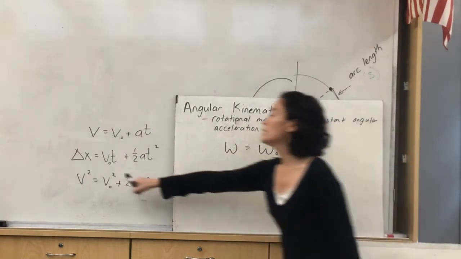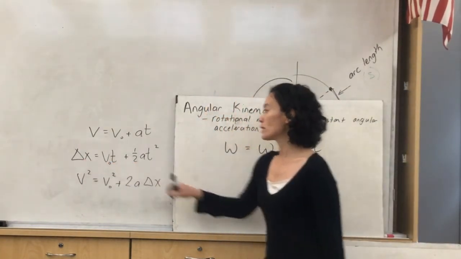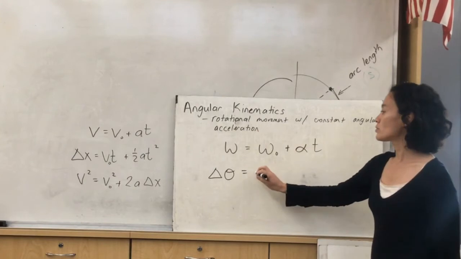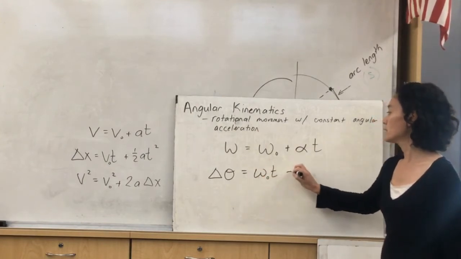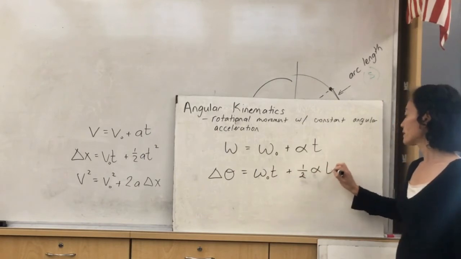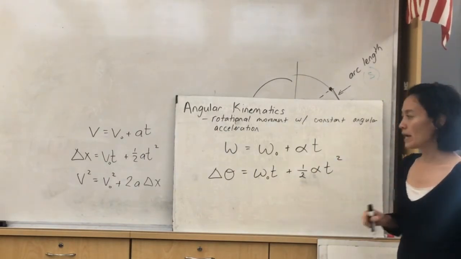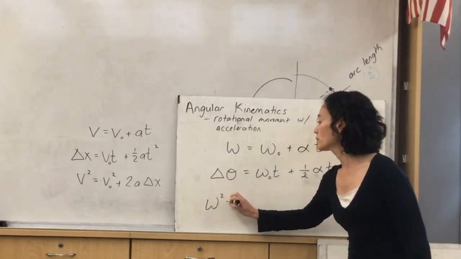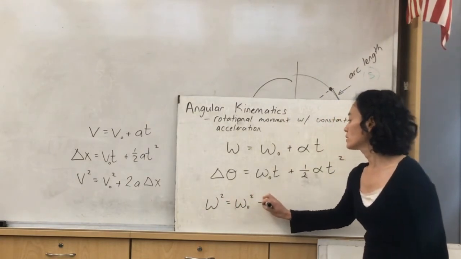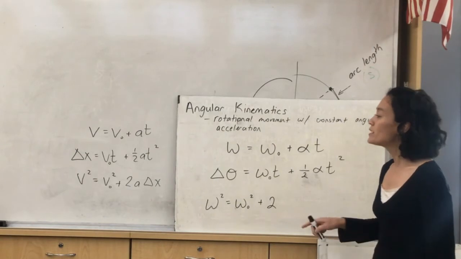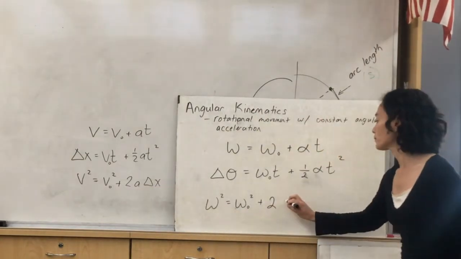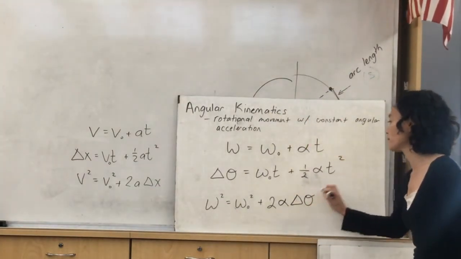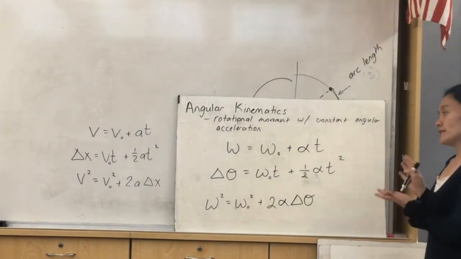Okay? Second one is displacement is equal to V naught T plus 1/2 AT squared. So displacement, that's theta, so delta theta is equal to my initial velocity, so omega naught T plus 1/2 alpha T squared. And then that last equation, V squared equals V naught squared, so that would be omega squared equals omega naught squared plus 2. This is where it really gets confusing. 2 times acceleration, so that's alpha, times my change in displacement. So times my change, delta theta. And it's all Greek to me.